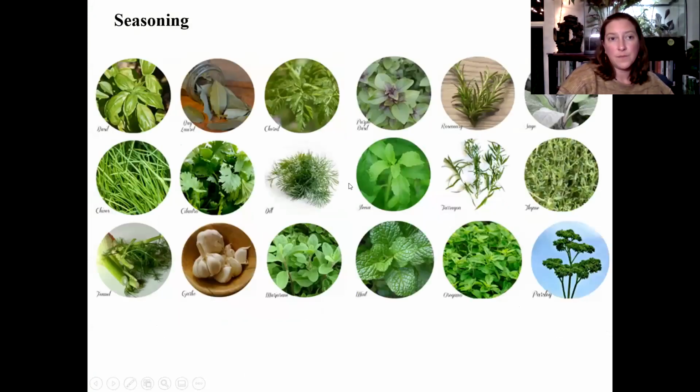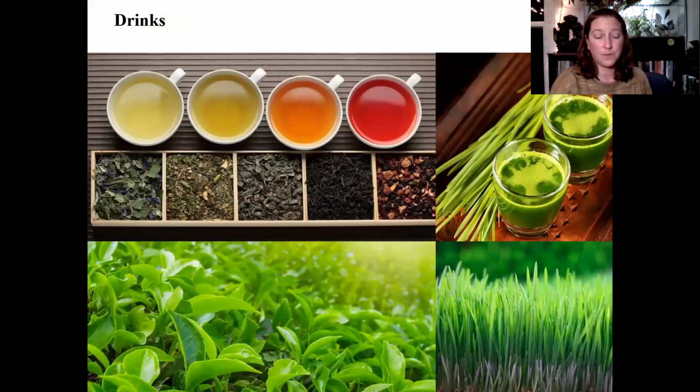So we eat leaves. We also use leaves a lot for our seasoning. So all of your favorite herbs, for the most part, are actually from leaves, right? Basil, tarragon, thyme, mint, oregano, parsley, rosemary, sage, fennel, chives, etc. Cilantro. Those are all leaves. So we use leaves a lot in our cooking.